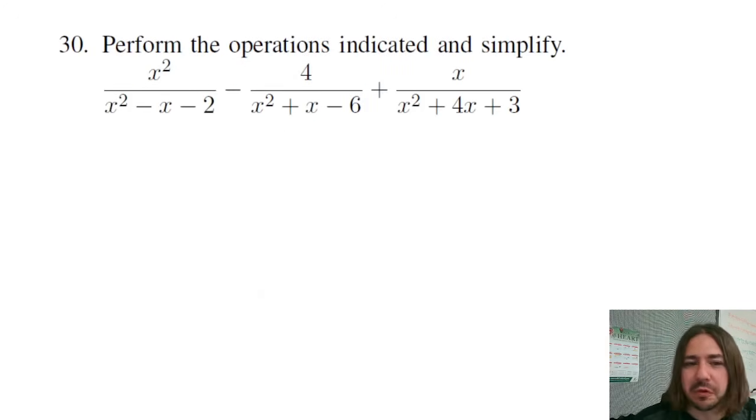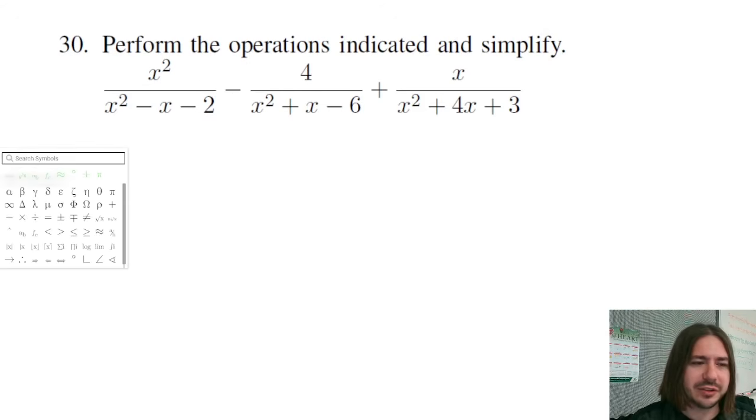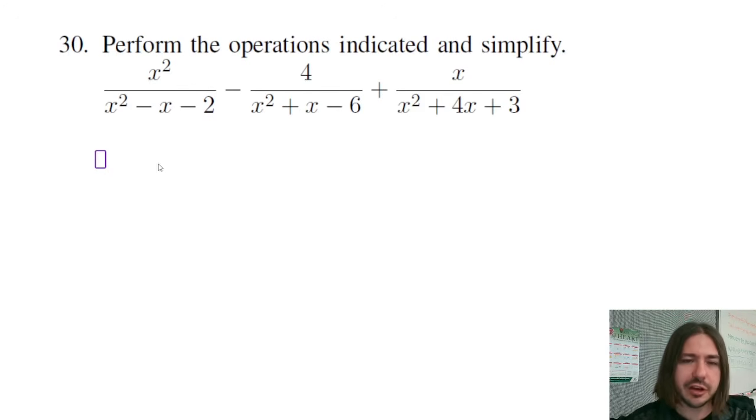Number 30 says perform the operations indicated and simplify, and then we just have this huge expression that we need to simplify. But when you really start looking at it, we have one fraction minus another fraction plus another fraction. So really this just comes down to understanding your fraction operation rules. Whenever you're adding or subtracting fractions, you need a common denominator.